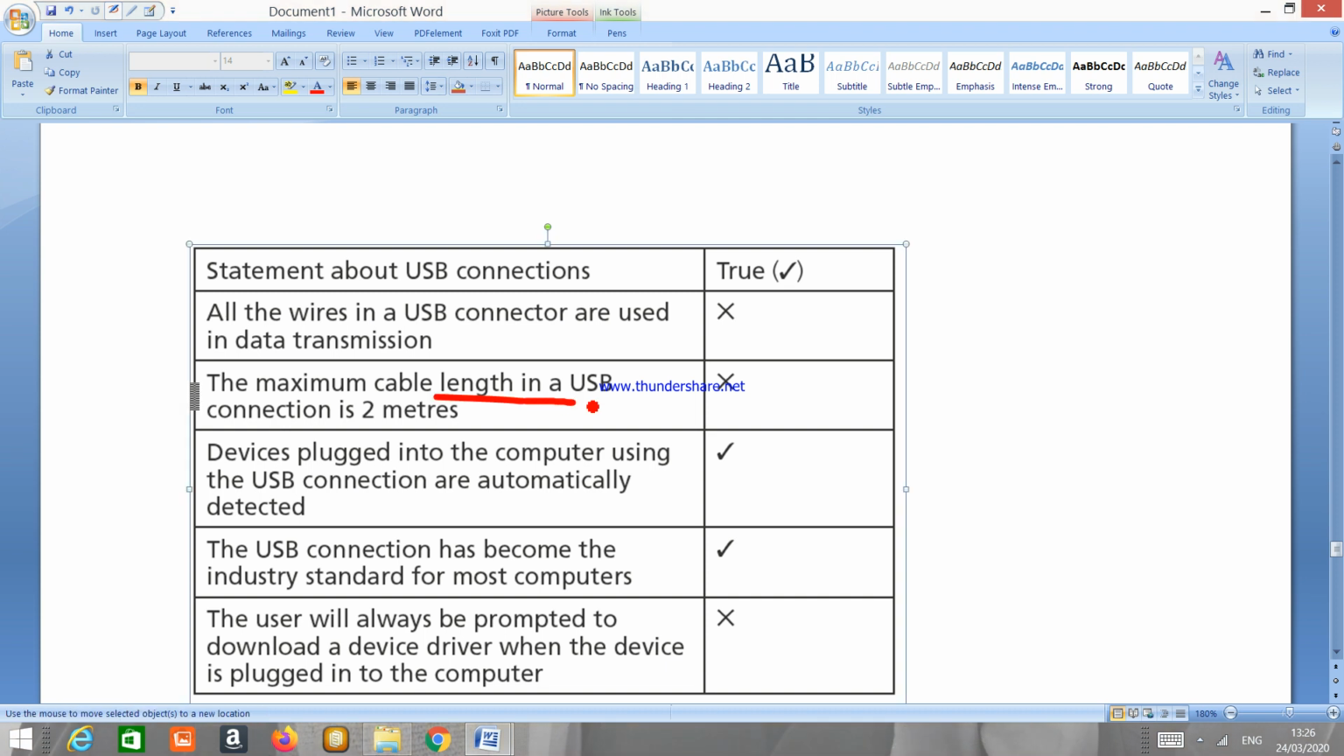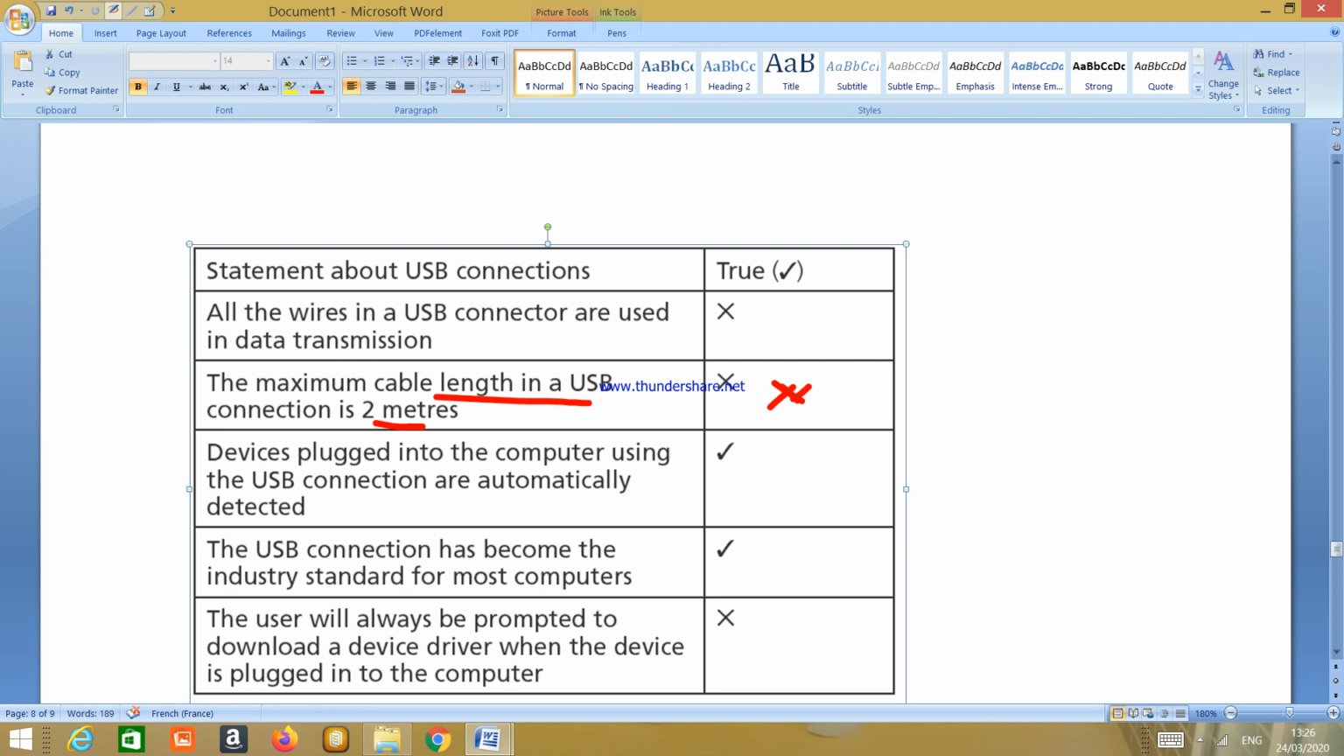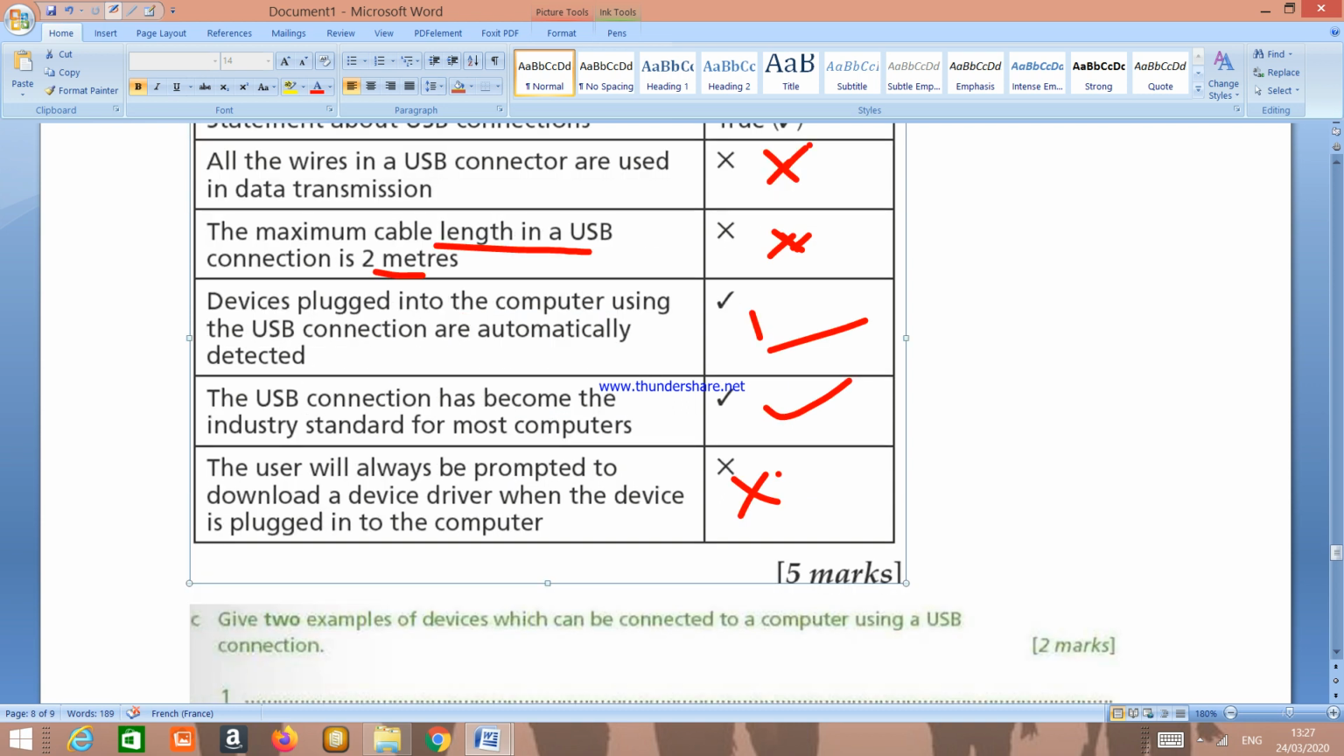The maximum length of USB cable is 2 meters. False again. Why? Because it is 5 meters. Devices plugged into the computer using the USB connection are automatically detected. This is true. USB connection has become industry standard. This is also true. User will always be prompted to download a driver. This is false because the drivers are detected automatically. So we are done with this question.